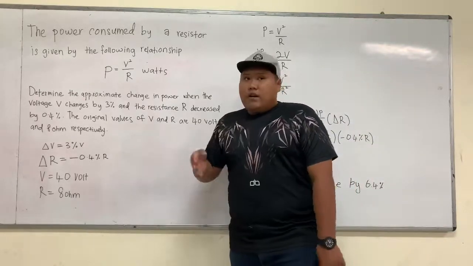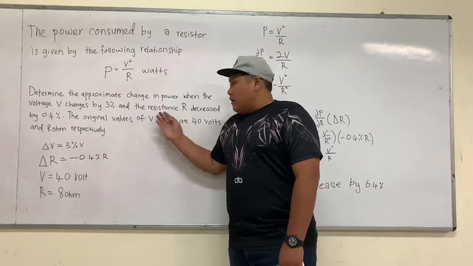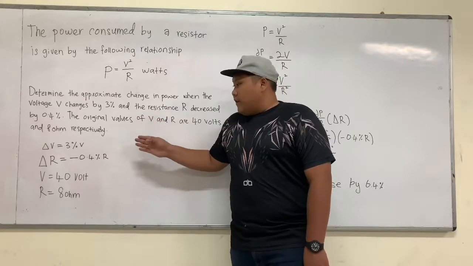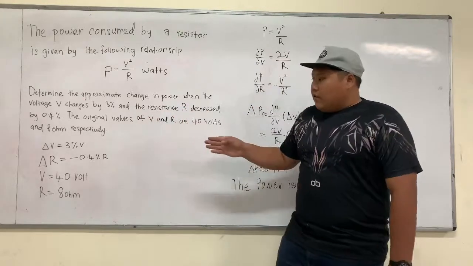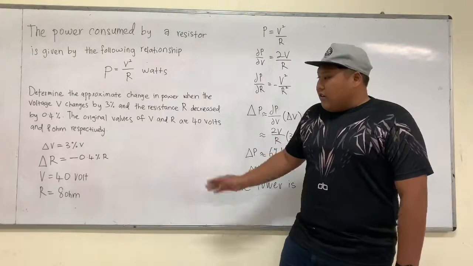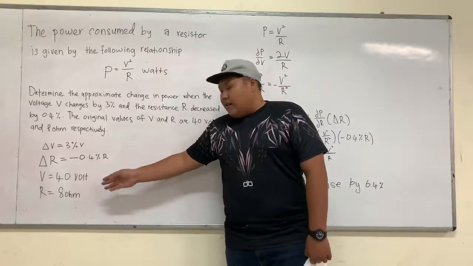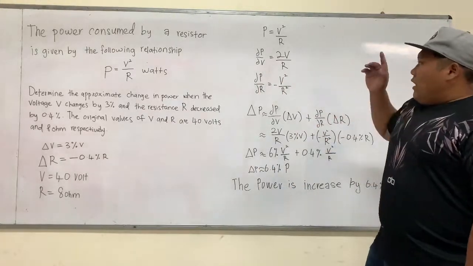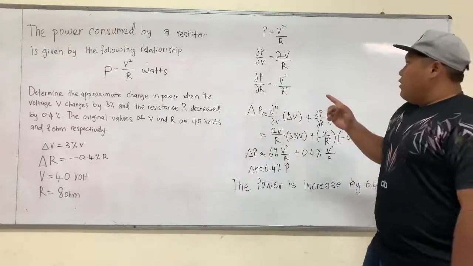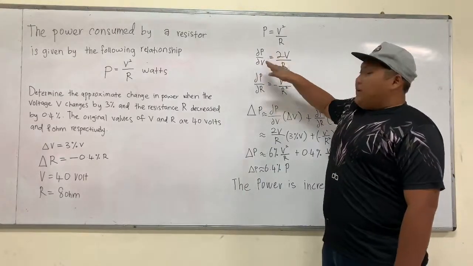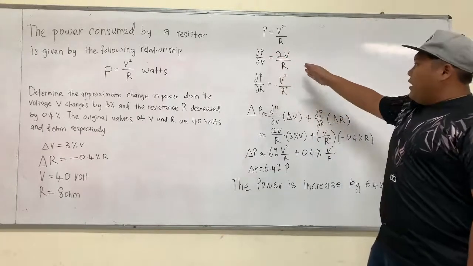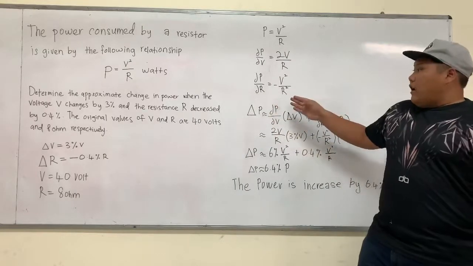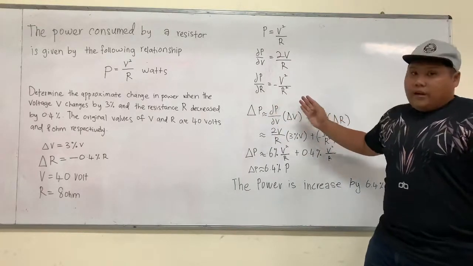So firstly we list down the information given in the question, which is delta V is equal to positive 3% V and delta R equal to negative 0.4% R, and V is equal to 40 volt and R is equal to 8 ohm. Firstly we differentiate P with respect to V, which is 2V over R, and secondly we differentiate P with respect to R, which is negative V squared over R squared.